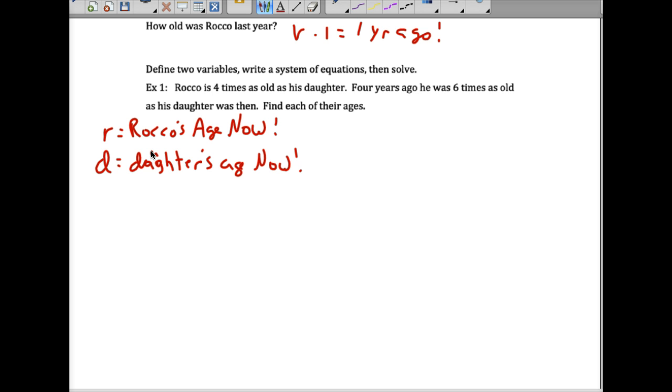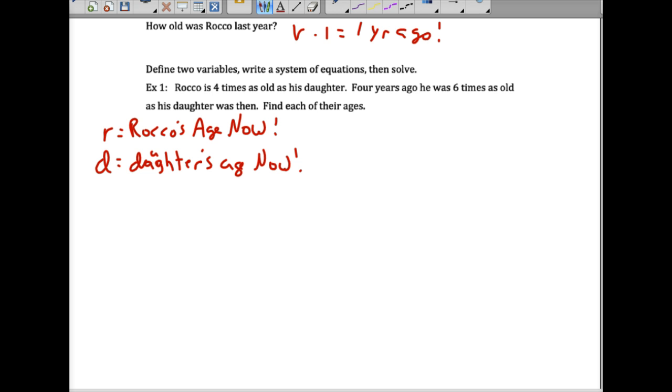Daughter's age now. Now, the first equation doesn't talk about any kind of change in their age, but read the second sentence. 4 years ago, he was 6 times as old as his daughter was then. That's tricky. So let's define how old Rocco was 4 years ago and how old his daughter was 4 years ago, because that's the situation we've got.